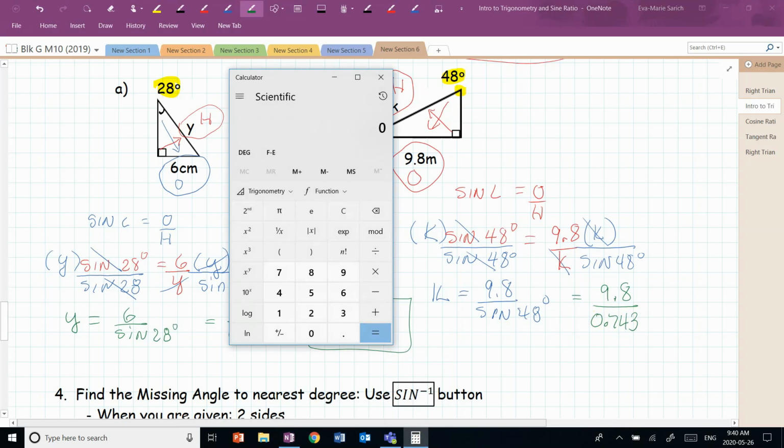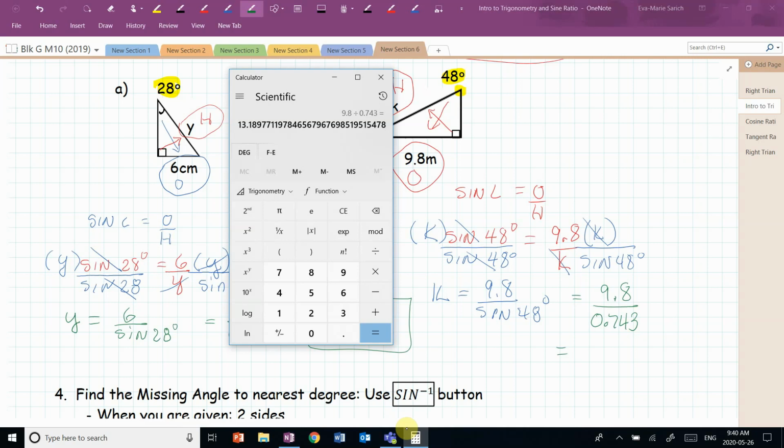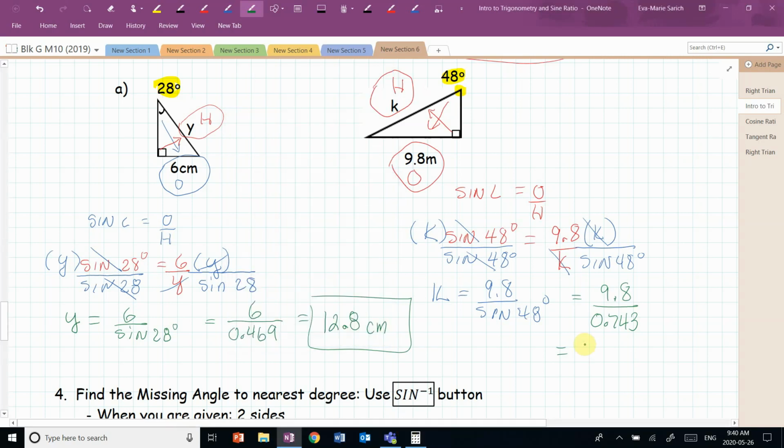So clear it. 9.8 divided by 0.743. And what do we get? This is going to equal 13.18. Remember, we're going to 1 decimal place for sides, so that 0.1 is going to round up to a 0.2. So this is going to become 13.2. And in this case, it is meters. So meters is our answer. So the length of this side, the hypotenuse side, is 13.2 meters.